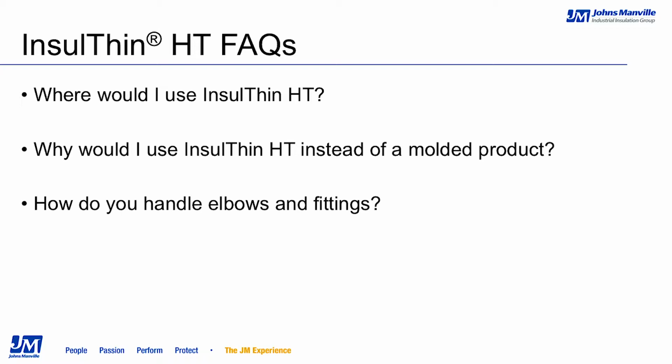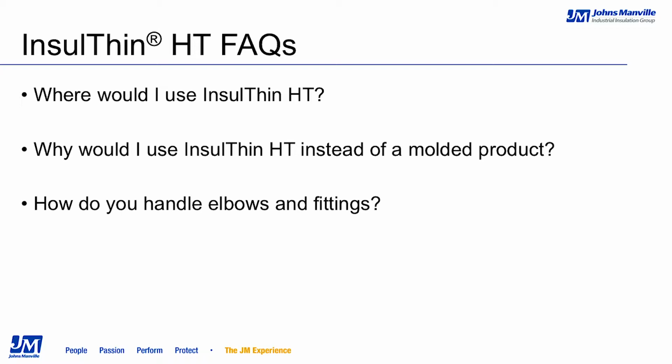The other 2 places where we typically see Insulthin HT used over a molded product is going to be a large tank or a vessel. Going to get a little bit more of an installation efficiency using the blanket product over a molded product. The last question that we tend to get is, how do we handle elbows and fittings?